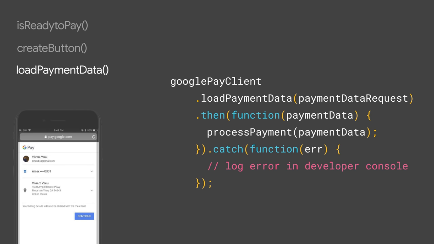Now that you've constructed the request object, you will pass it to loadPaymentData, an async call which will open our payment sheet. Once the user makes a selection, we will return to you a payment data object, which consists of metadata about the user's selection. It also includes the payment token, which you can use to complete the transaction.